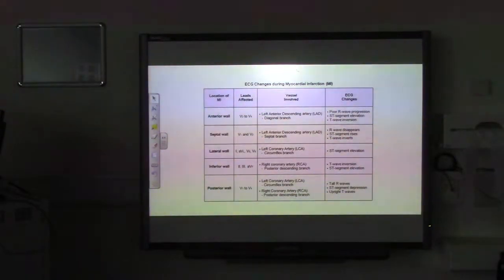So often these anterior ST elevated myocardial infarctions are the ones with poor prognosis. You can also look then at the other ones and the damage to the septal wall, which again can cause ST segment elevation, and the others will give you some indication of what effect occlusion of certain arteries will result in on the ECG changes.